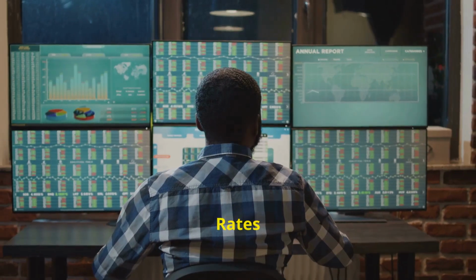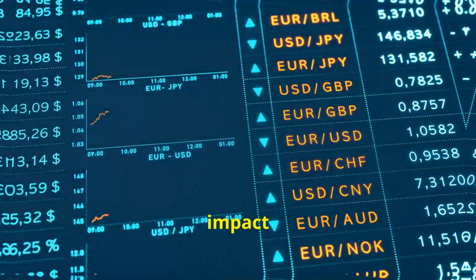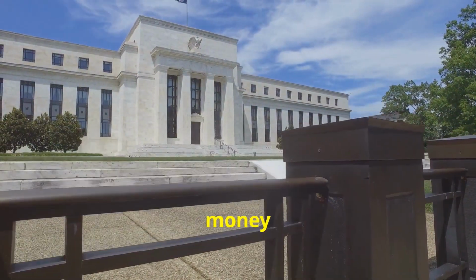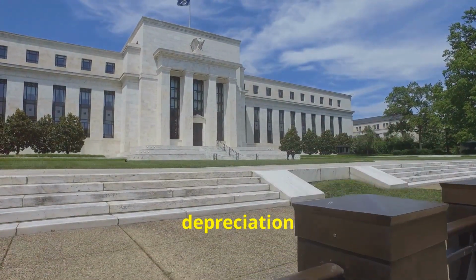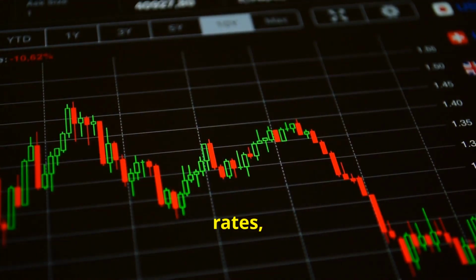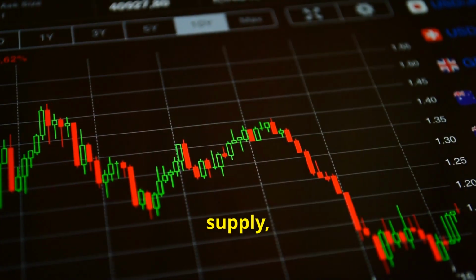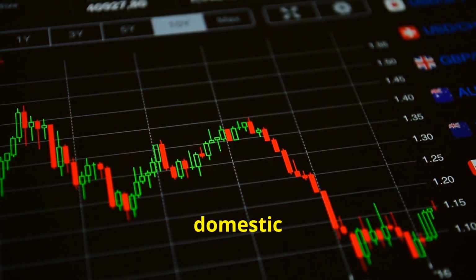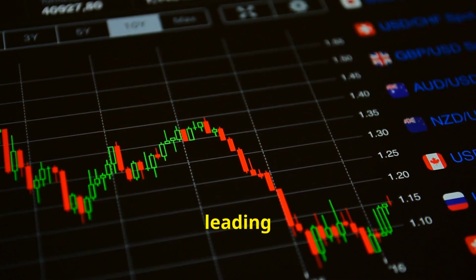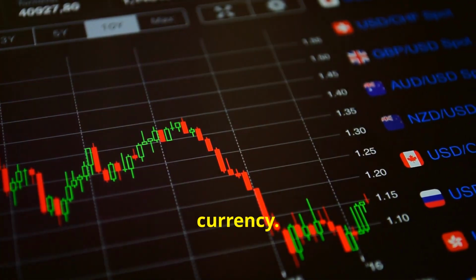3. Exchange rates and money supply. The impact on currency value is significant. When a central bank increases the money supply, it can lead to a depreciation of the national currency. This occurs because lower interest rates, resulting from an increased money supply, reduce the returns on domestic assets, making them less attractive to foreign investors, leading to a lower demand for the currency.